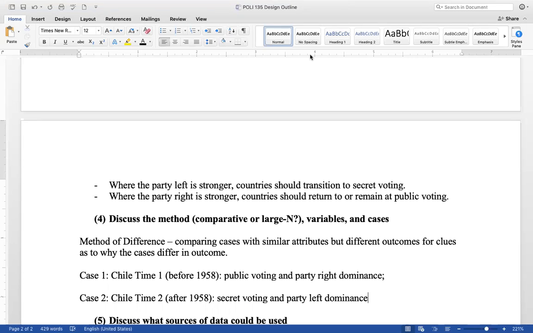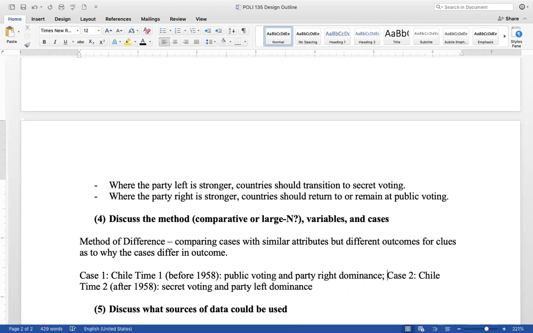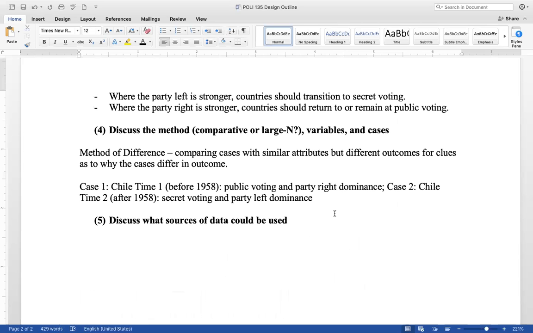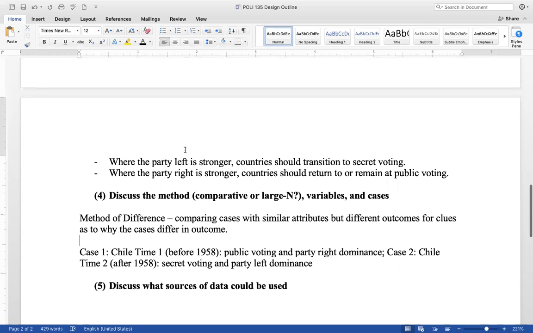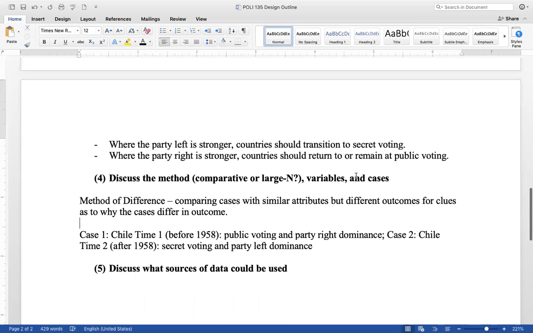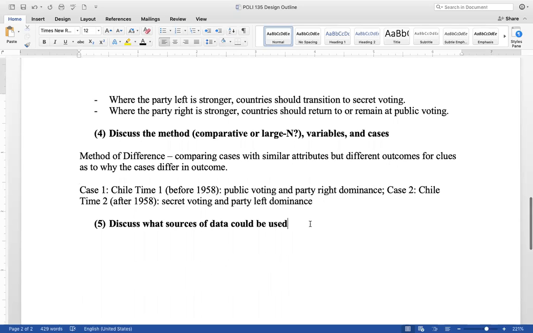My cases, variables, and the values on those variables line up. I have a nice, neat method of difference, comparative design. I could study those cases and examine them to test my hypothesis about whether relative party strength influences the transition to secret voting. That's very doable. It's very realistic. That's something that I could do. Now, how would I do that? Where would I get the data, or where would I get the information?